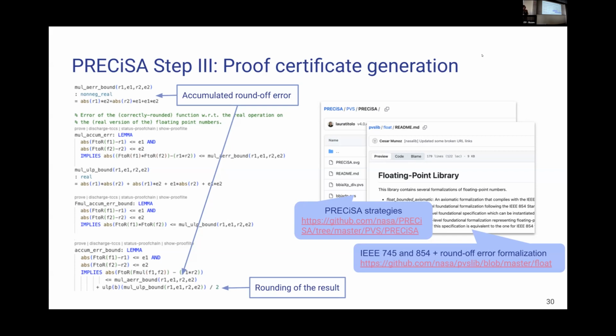And you can also find on GitHub the IEEE 745, and 854, sorry, I made a mistake here. It's 854 in GitHub, in PVS, if you're interested, and also the PRECiSA tactics or strategies.